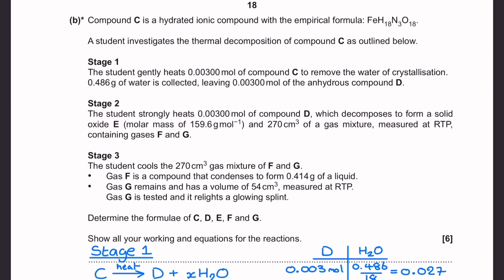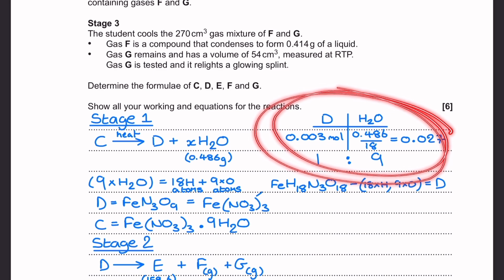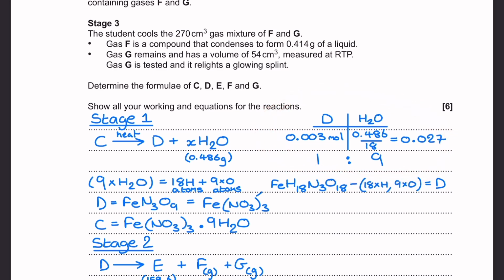In stage 1, the student gently heats compound C, which is hydrated, to remove the water of crystallization. We're told that this collects 0.486 grams of water, it's going to be very useful in a moment, and 0.003 mole of the anhydrous compound D. I find the first stage here quite simple, to be honest, because as you can see over here, the calculation is something you'll possibly have done quite a few times before.